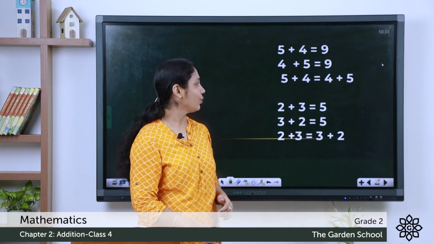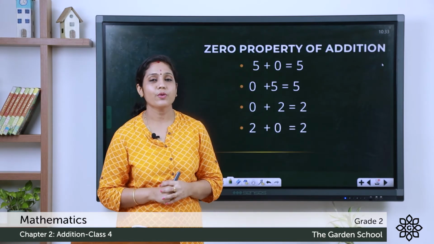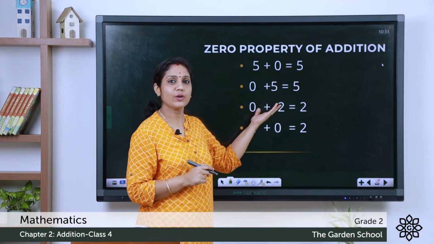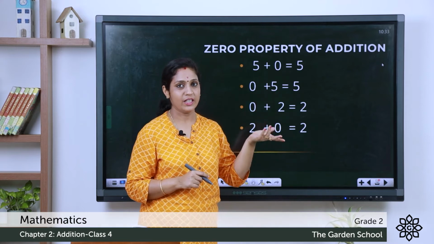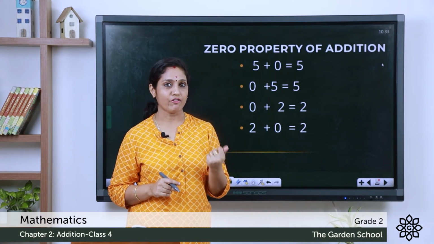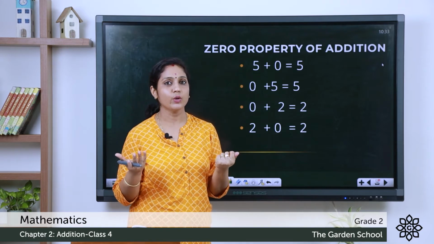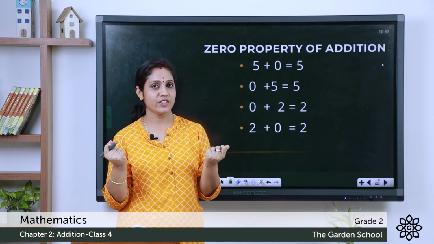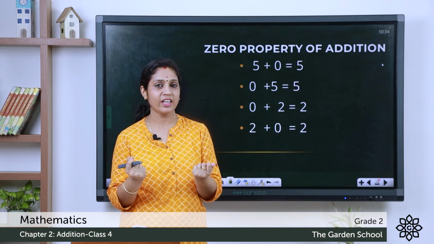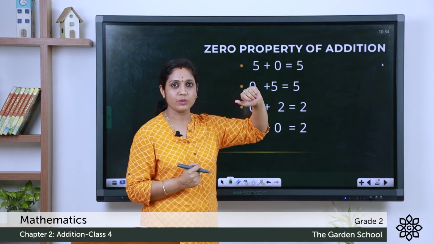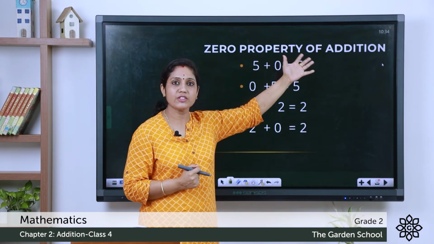Now let's move on to the zero property of addition. Here you can see 5 plus 0 is equal to 5. That is, if I have 5 pencils in one hand and in the other hand I don't have anything. So in this hand I have 5, this hand I have 0. So in total what am I having? 5 plus 0 is 5. So I have 5 pencils with me. That is 5 plus 0 is 5.